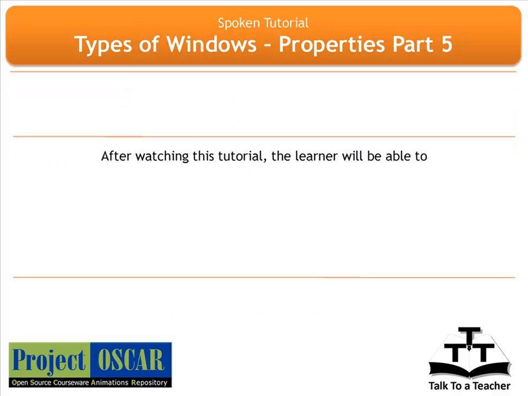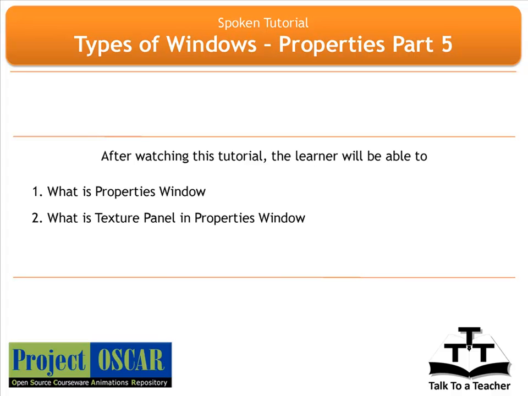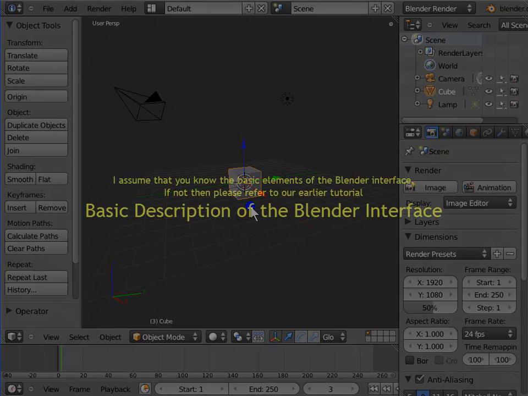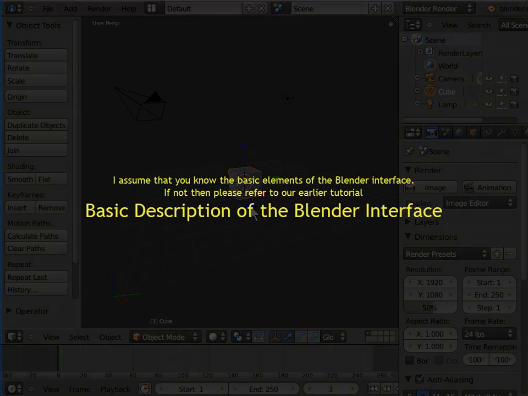After watching this tutorial, we shall learn what is the Properties window. What is the texture panel in the Properties window? What are the various settings in the texture panel of the Properties window? I assume that you know the basic elements of the Blender interface. If not, then please refer to our earlier tutorial, Basic Description of the Blender Interface.